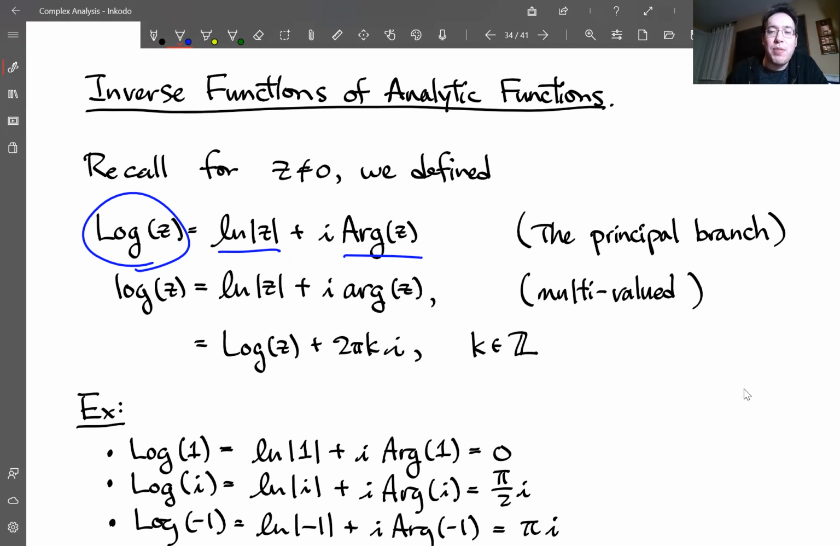If I mean to write the multi-valued version of the log, I'll use the lowercase l and the lowercase a for the argument part of the function. Basically what that means is that we'll get lots of different inverses of z, each of them 2 pi i apart. So there are infinitely many solutions there. Okay, so let's compute a few things to get used to this function.